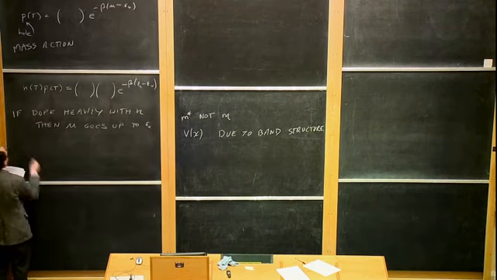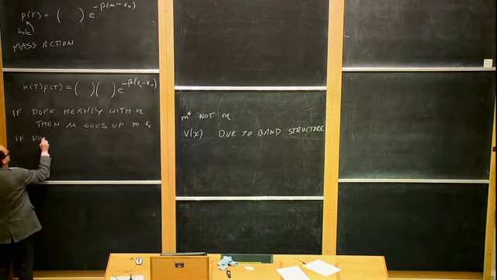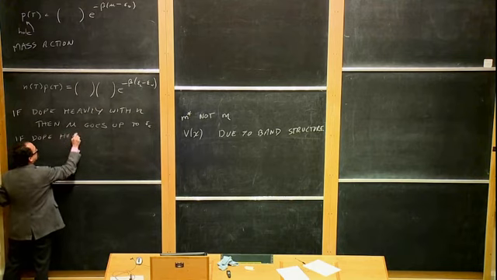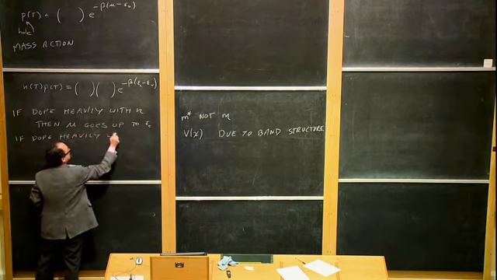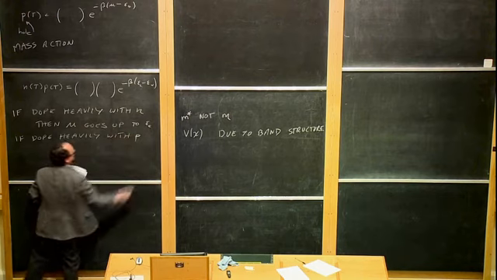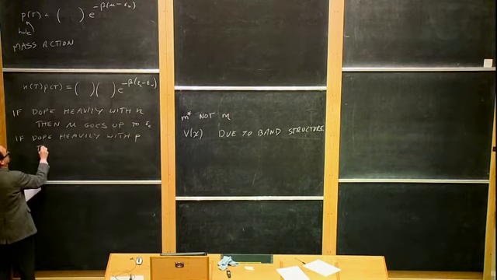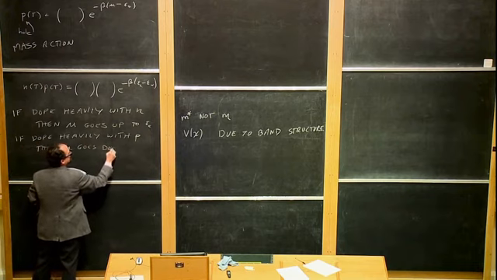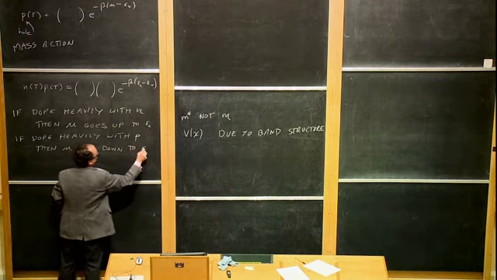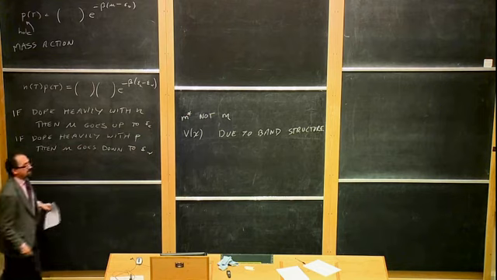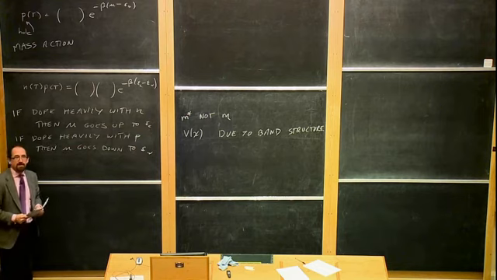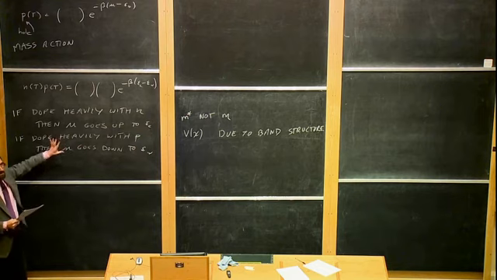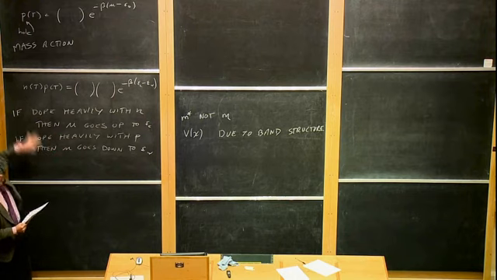Similarly, if you dope heavily with P, with acceptors, adding holes to the valence band, then mu goes down to the valence band energy. Okay? Is that much good? That's everything that's examinable about device physics, is these two boards right here.